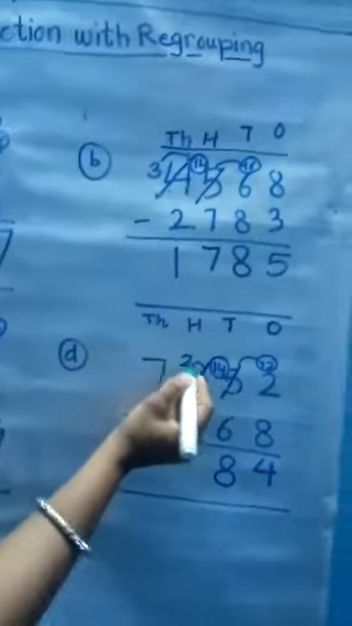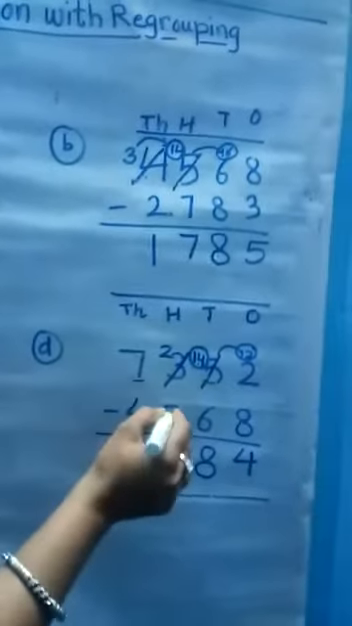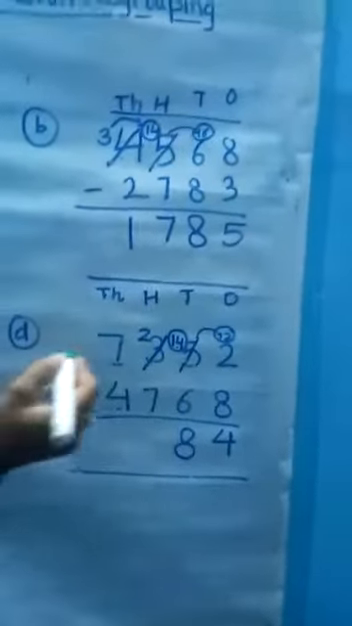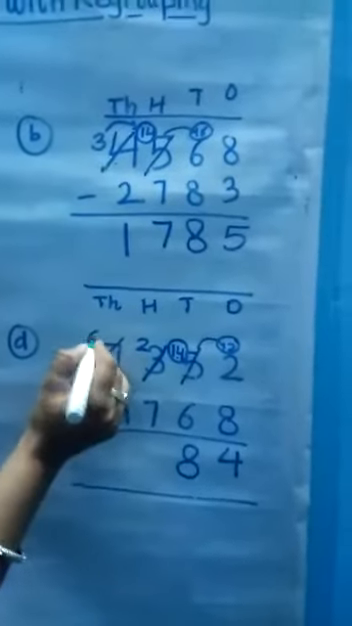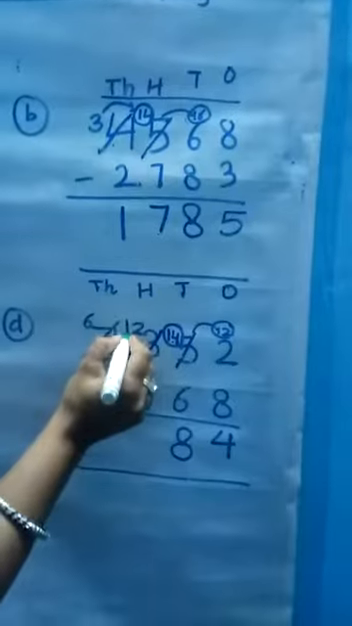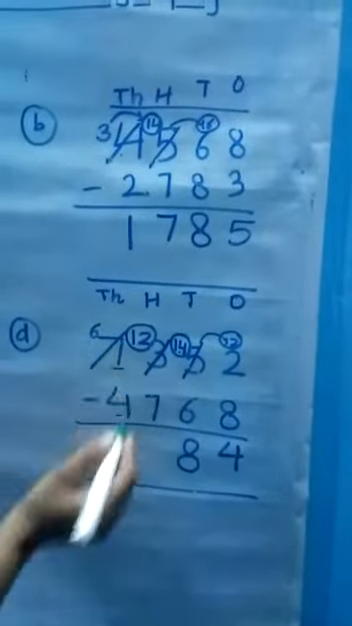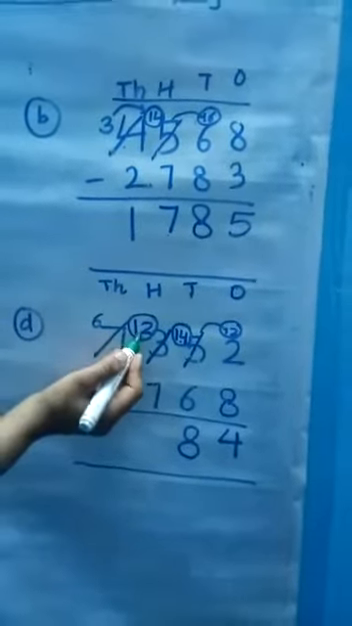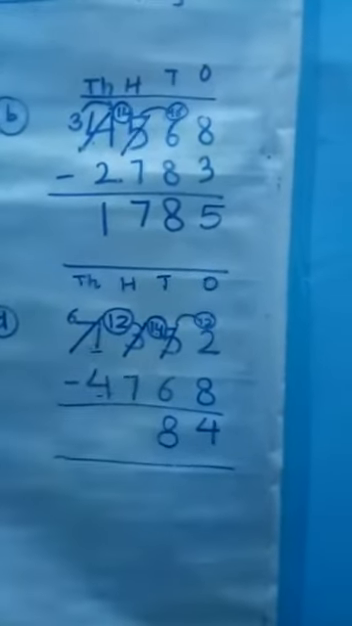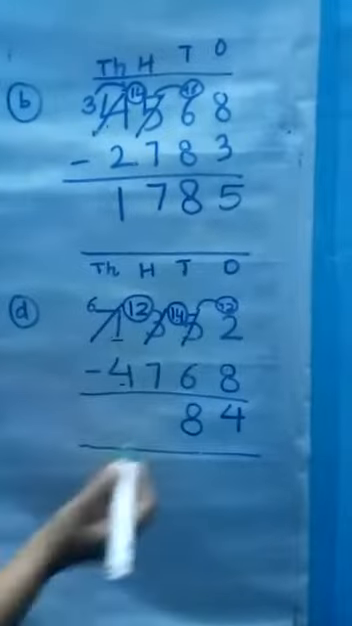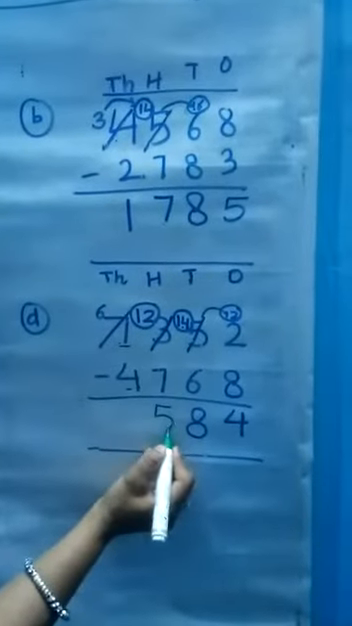Now observe everyone, in this case again it is difficult to deduct 7 from 2. So what we have to do? Again we have to take help from thousands place. So it will be 6 and this will be 12. So 12 is a bigger number and this is a smaller number. So now we are able to deduct 7 from 12. So the remaining number is 5.